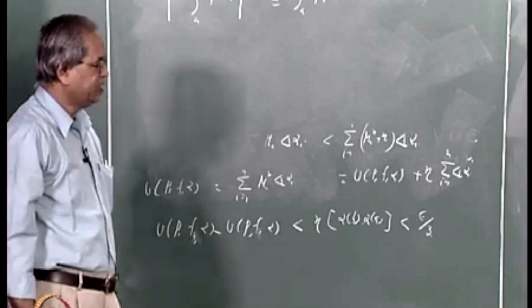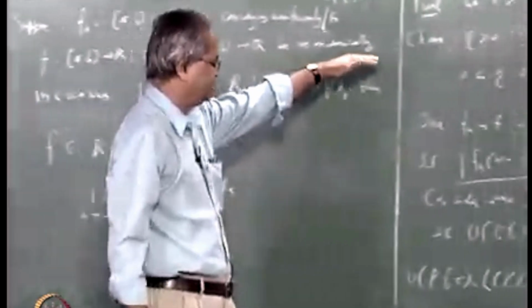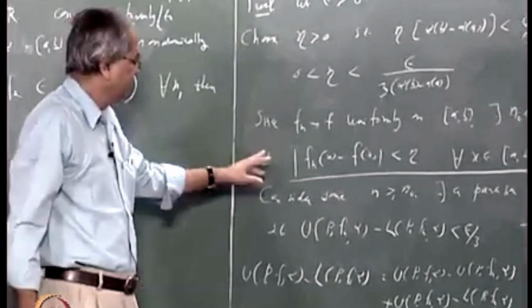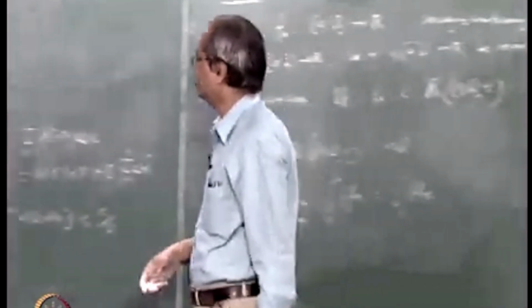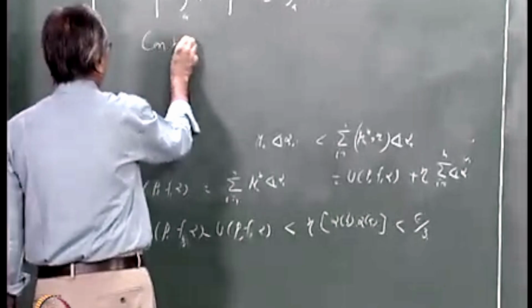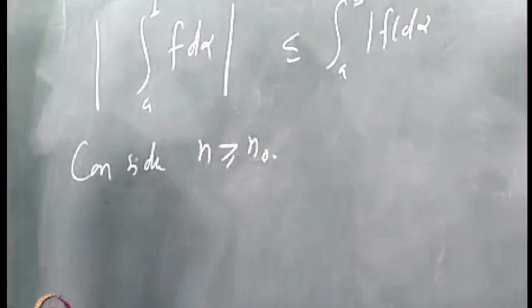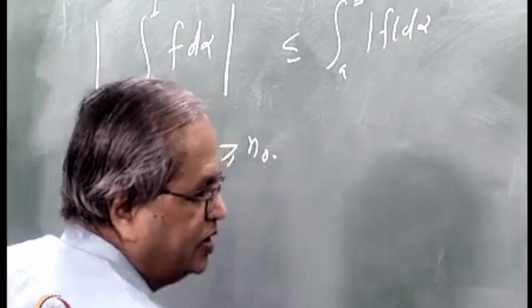Then again consider this n0 and eta, everything is as we have already chosen here, keep the same things and choose some n bigger than or equal to n0. So consider n bigger than or equal to n0 and look at the difference between these two integrals.